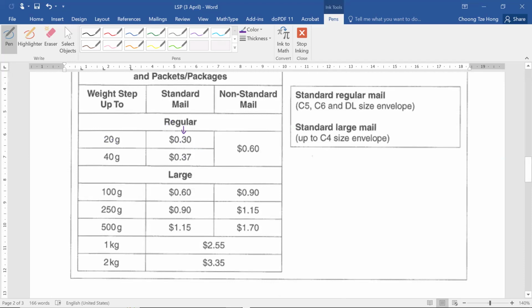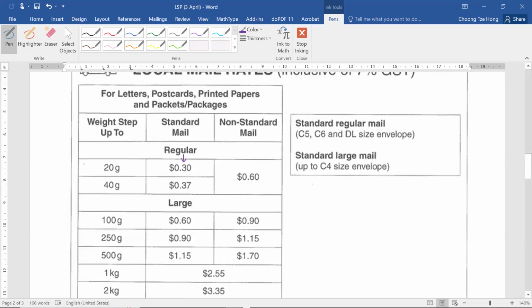So if you recall for this question, each envelope plus one newsletter weighs approximately 25 grams, right? So we need to search down this first column and find the appropriate mass. And then we go to the second column to look at the cost. Alright, so over here, it should be standard mail that we are interested in, because it doesn't say that this particular newsletter in the envelope is something that is non-standard.